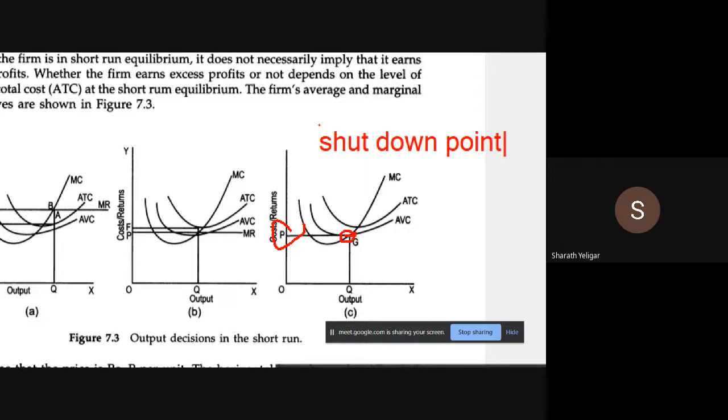So just understand that when price is equal to AVC, what you have is the shutdown point, and when price is equal to ATC, we have the breakeven point, and when the price is above ATC, what we have is excess profit. Okay, we have normal profit here, we have excess profit here. Any doubts here?